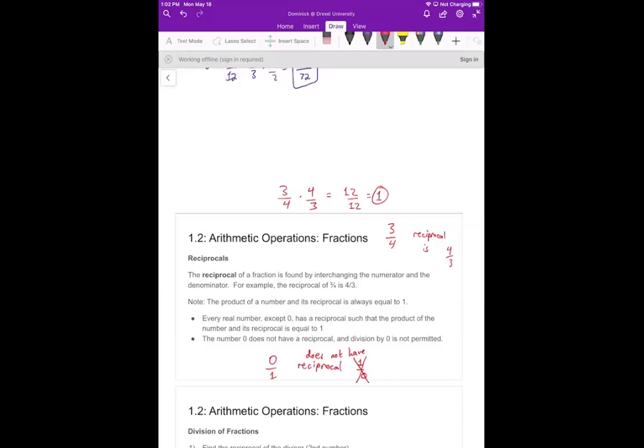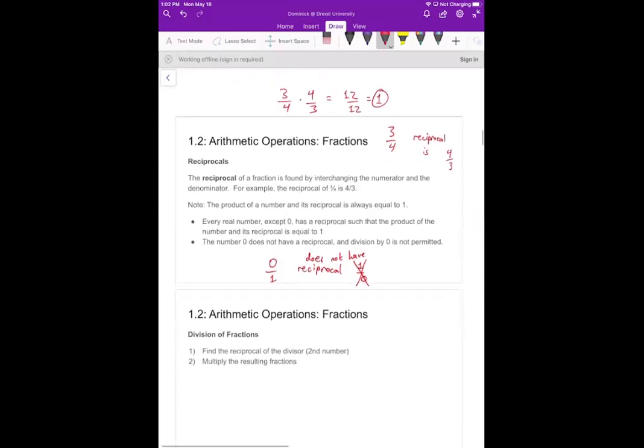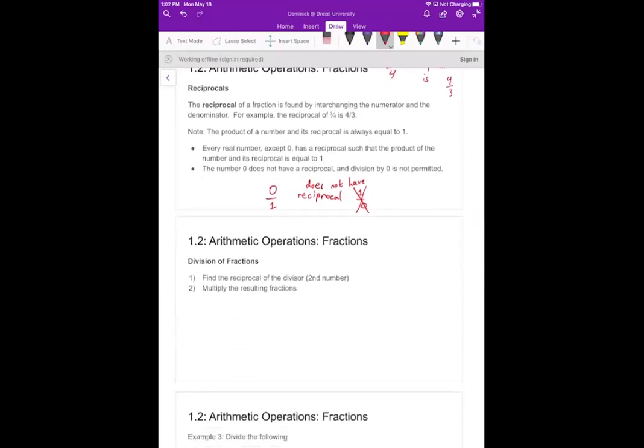Right? So that's one thing to keep in mind. Okay, so now that we've talked about reciprocals, we can talk about how to divide fractions. If you want to divide fractions, all that you do is find the reciprocal of the second number, and then you just multiply the original first number by the reciprocal of the second number, right?